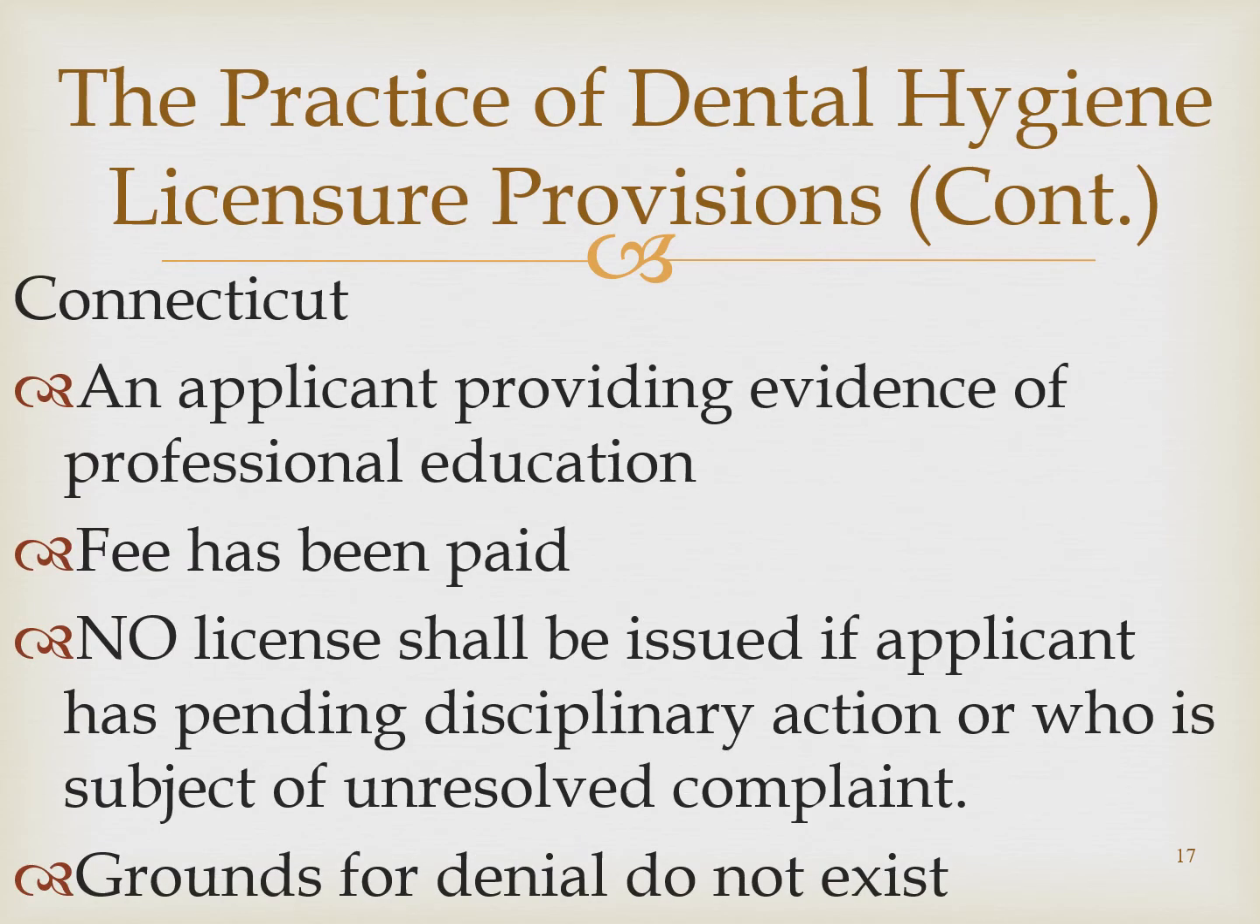Connecticut, an applicant providing evidence of professional education. You've paid the fee for an application. No license shall be issued if an applicant has a pending disciplinary action or is the subject of an unresolved complaint from a prior state. So if you didn't get enough CEs and your case is pending, which means you'd be under disciplinary action in your state, and then you want to move to Connecticut, they will not issue you a license if you have this and it's not done yet. Or maybe you have an unresolved complaint. There was a complaint that was completely unresolved, and they have people that find these things out. It's not difficult at all. In fact, we'll be showing you how you can do that, like, super easily. So grounds for denial do not exist.